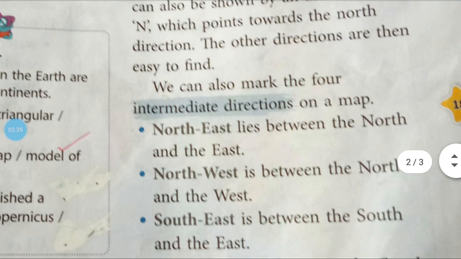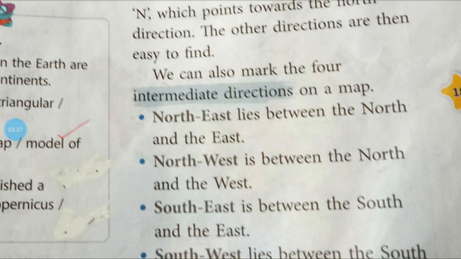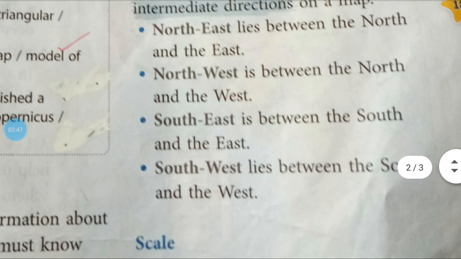We can also mark the four intermediate directions on a map. Northeast lies between the north and the east. Northwest is between the north and the west. Southeast is between the south and the east. Southwest lies between the south and the west.